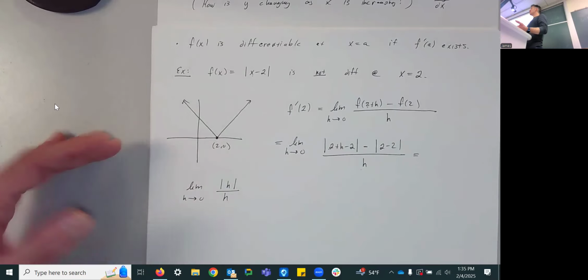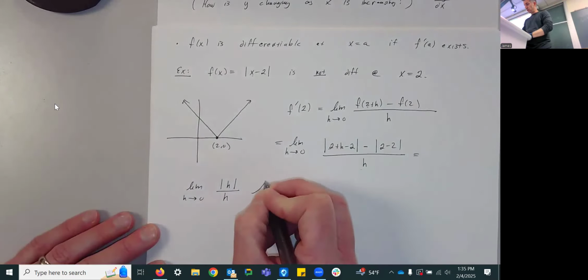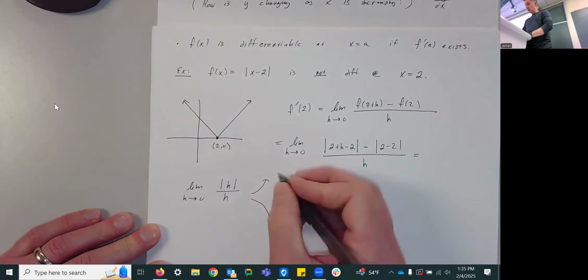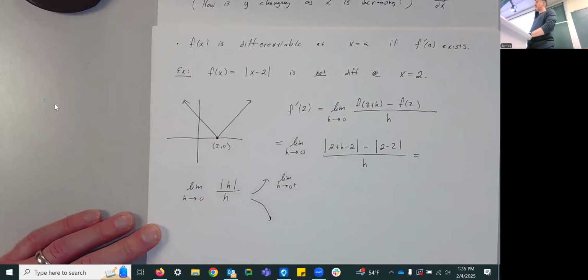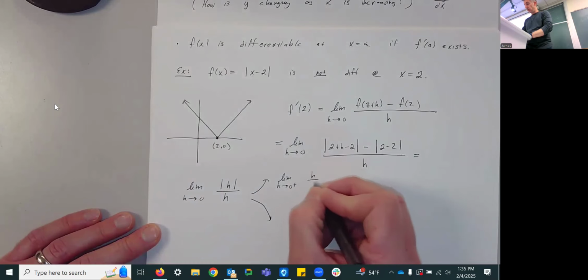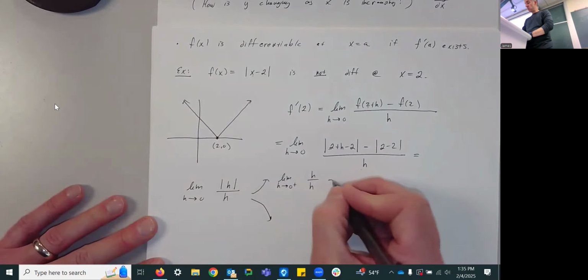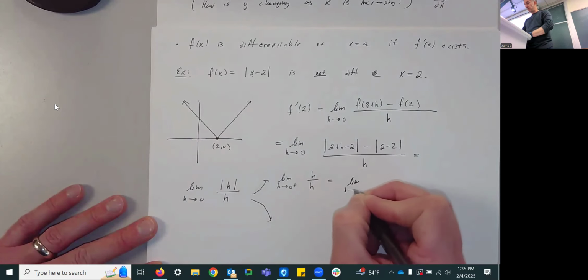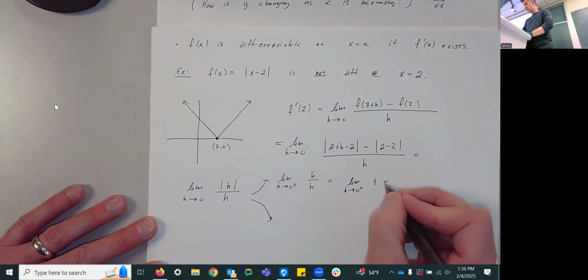And now is where we do need to look at the different sides of this limit. Because if h is positive, then the absolute value of h is just h. So we have 2 directions to go here. We have the limit as h approaches 0 from the right side, where the absolute value of h is just good old h. h divided by h is 1. So the limit as h approaches 0 from the right of 1, and the limit of a constant is just the constant.